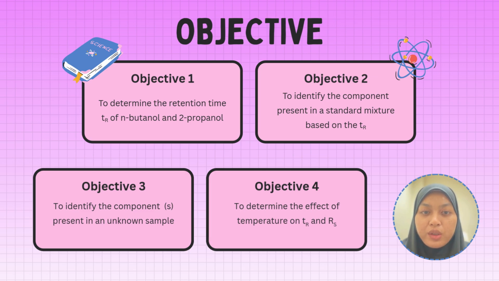This slide shows the objectives of this experiment. The first objective is to determine the retention time of n-butanol and 2-propanol. Second is to identify the components present in a standard mixture based on the retention time. Third is to identify the components present in an unknown sample. And lastly, to determine the effect of temperature on the retention time and peak resolution.